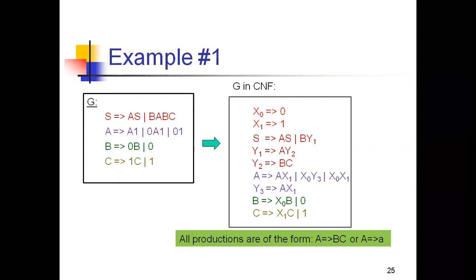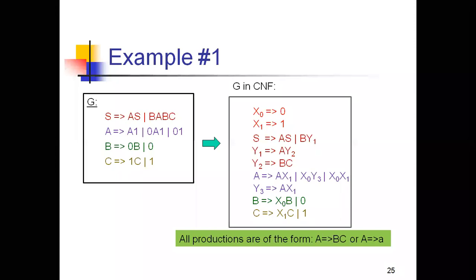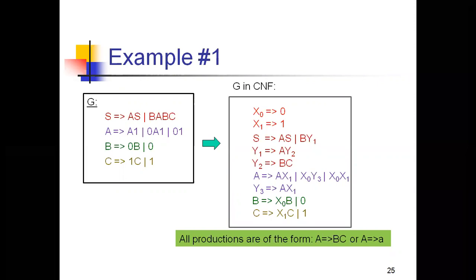Initially we assume x0 and x1 for the terminals 0 and 1, and for the remaining we choose other variables like y1, y2 and y3. That's what we did here. There is no logic and no complex procedure. To get the grammar in the format of A tends to BC or A tends to a, we introduce all the new variables and give the productions for those new variables, which should be in the form of the CNF. Very simple concept, Chomsky normal form.